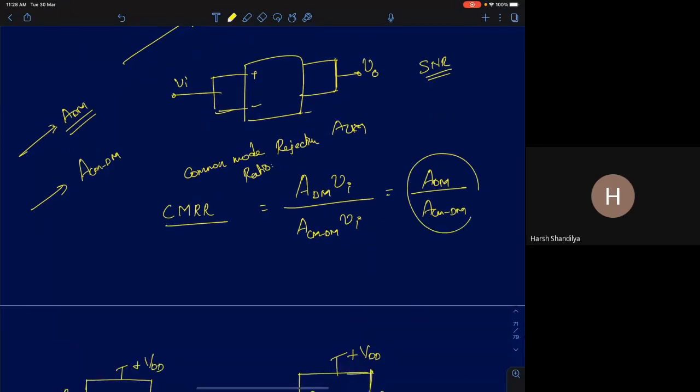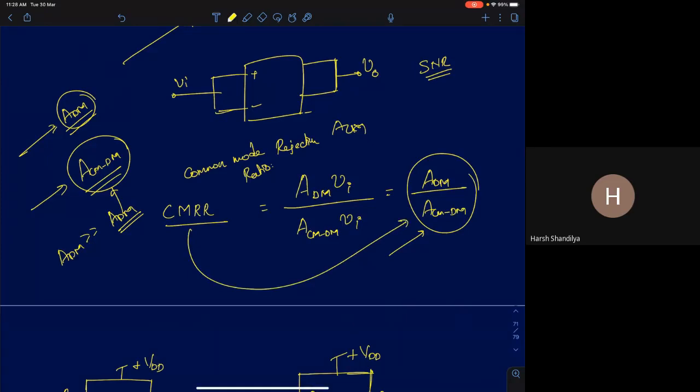Fine. So the reasoning is that I can have two differential amplifiers with the same ACM-DM. Two differential amplifiers can have the same ACM-DM, but if ADM for one is much greater than the other, if ADM is very small for one of the differential pairs, then of course the one with the higher ADM is the good amplifier. So that's what this parameter is telling us.